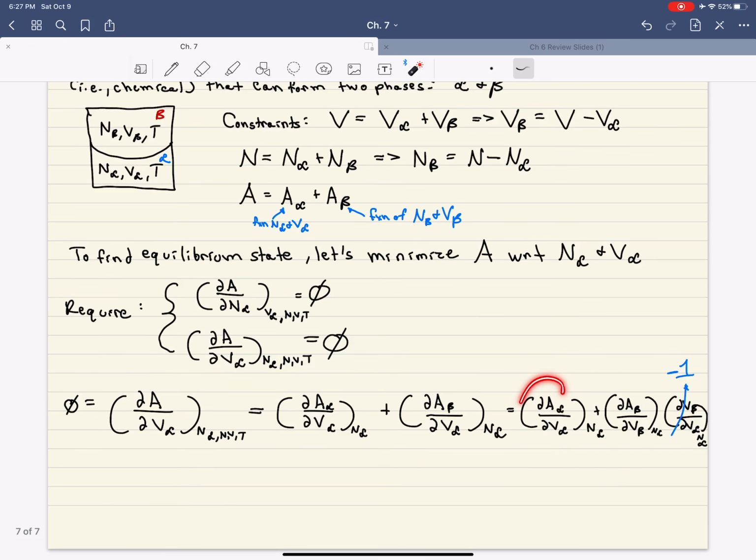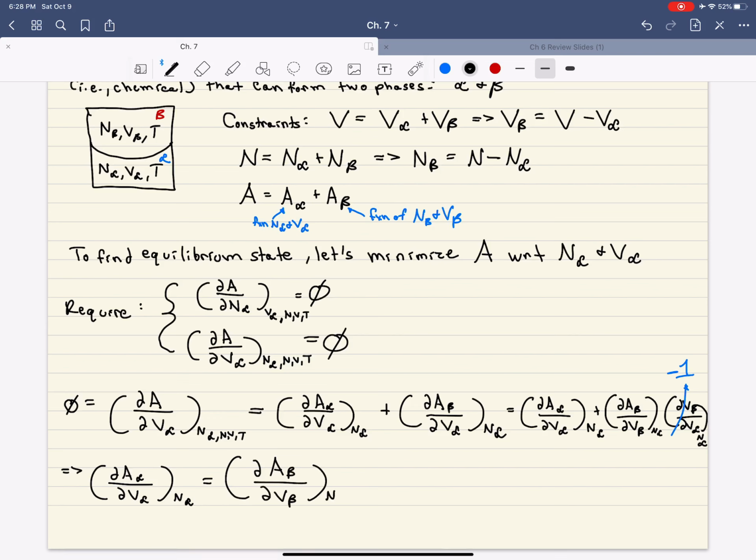So we have this term minus this term. And we're looking at the minimum of the total Helmholtz energy here. So that's still equal to 0. And so what we could do is we could rewrite dA alpha over dV alpha at constant N alpha is equal to dA beta over dV beta, constant N alpha. Okay? And I'll also emphasize this is constant T.